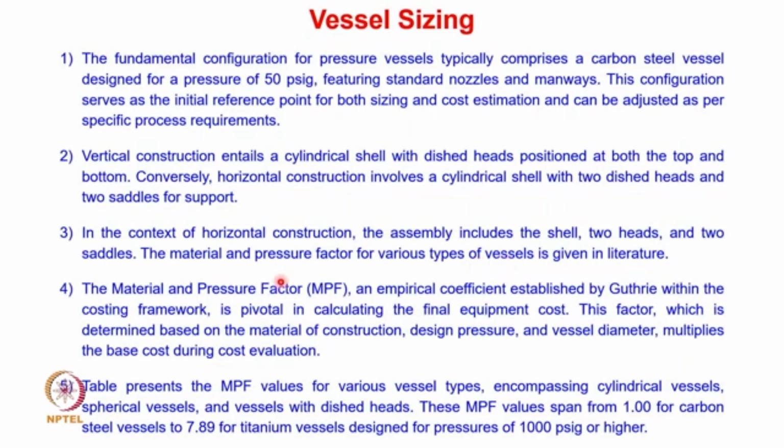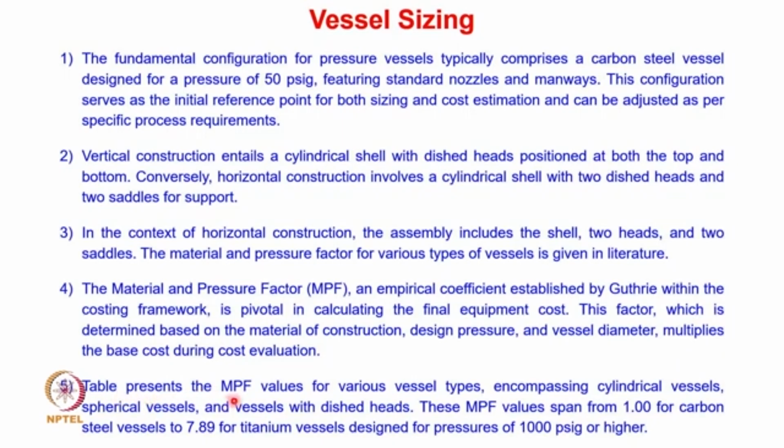In addition to that, the important point to note here is the material and pressure factor. This material and pressure factor is nothing but an empirical coefficient established by Guthrie within the costing framework. We calculate this material and pressure factor based on what pressure we are looking at, and this particular factor is used in the calculation of the equipment cost. This factor, which is determined based on the material of construction, design pressure and vessel diameter, multiplies the base cost during the cost evaluation.